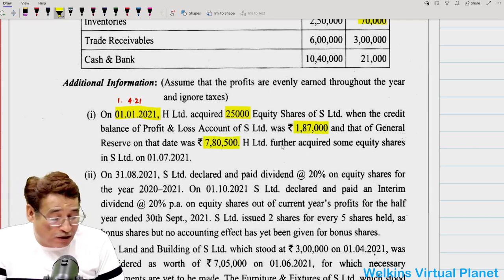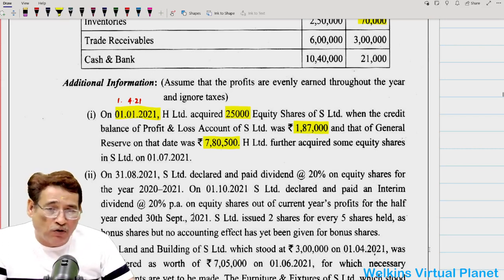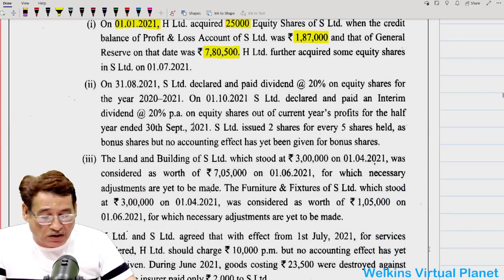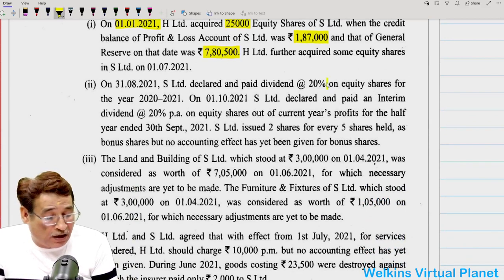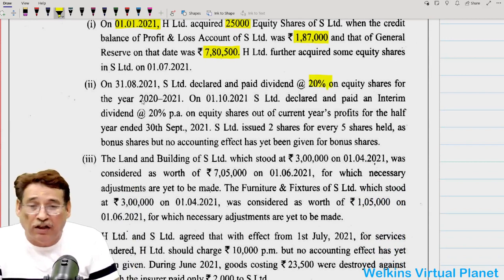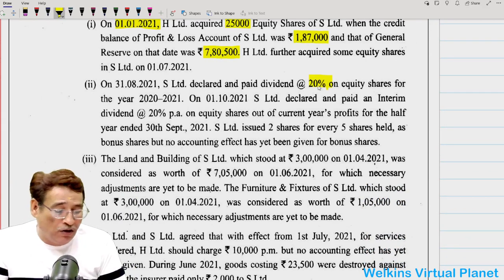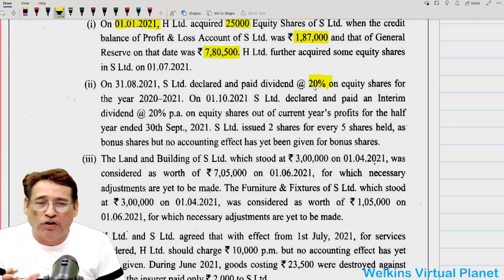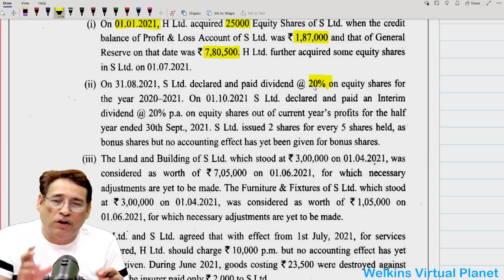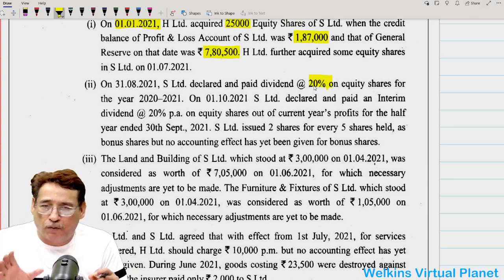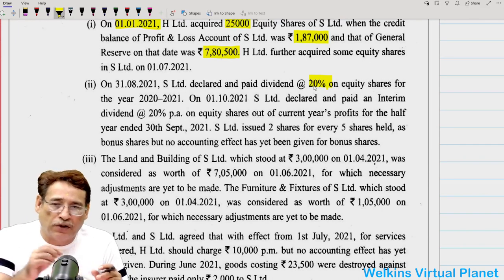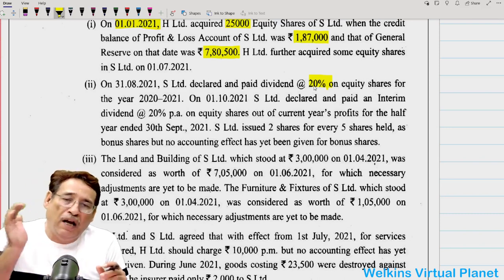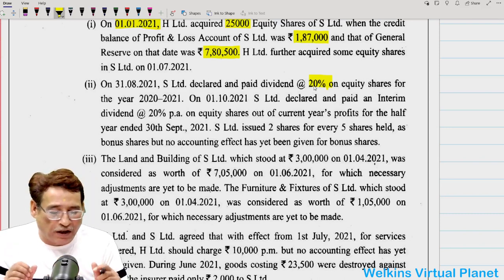Importantly, in this question, it was given that S Limited acquired some more equity shares. And how to compute this additional share, I talked about this in the last session. Then in this question, S Limited has declared a dividend at the rate of 20% on equity shares for the last year, 2020-21. So 20% will be considered as pre-acquisition dividend, and regarding pre-acquisition dividend rules, you need to understand that first of all, it is deducted from the opening balance of profit and loss account, then holding company's share will be subtracted from consolidated P&L and will also be subtracted from the investment account.